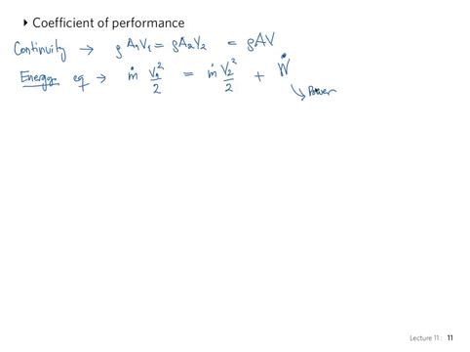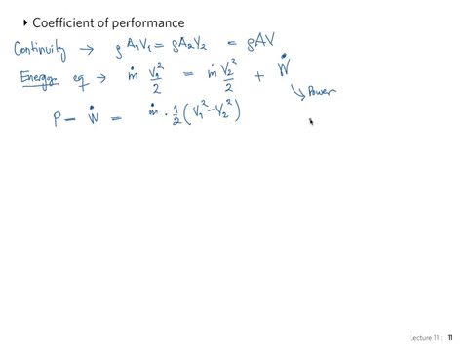So the power, I'm going to use a big P now for power. I hope you're not confused. Let me write big P equals W dot equals M dot times 1/2, and let me make sure that I don't make a mistake, V1 squared minus V2 squared. Okay.